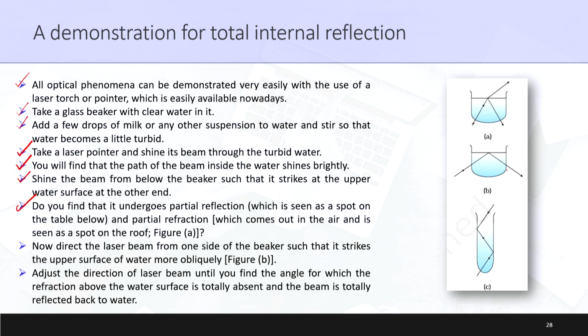Now, direct the laser beam from one side of the beaker such that it strikes the upper surface of the water more obliquely. This is given in figure B. Adjust the direction of the laser beam until you find the angle for which the refraction at the water surface is totally absent. What will be that angle? That will be the angle at which you can't find a spot on the roof, and the beam is totally reflected back into the water. So, this is that scenario.